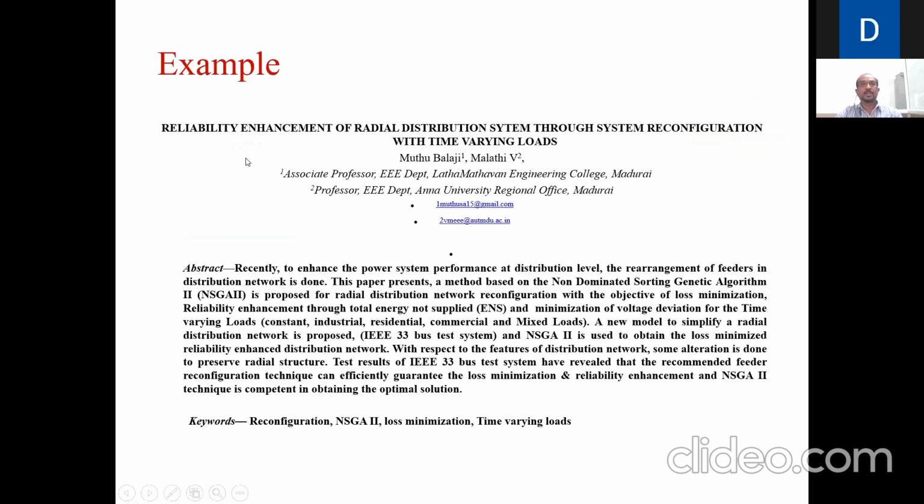For example, here you see this one. I have given one example: reliability enhancement of radial distribution system through system reconfiguration with time varying loads. Once I have gone through this title, I can understand that this paper will discuss the reliability of the distribution system, how the reliability is enhanced, what methodology the author has used, that is reconfiguration, and the load, which is time varying load. By going through this title, I can understand the content of the paper. Like this, you have to frame your title. This is an example for the title.